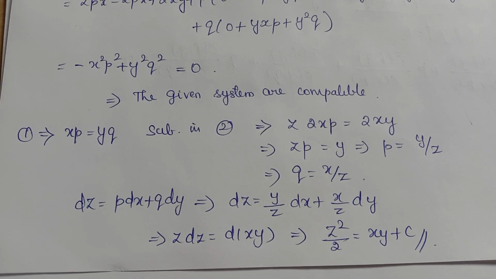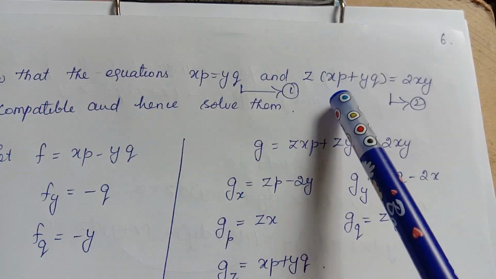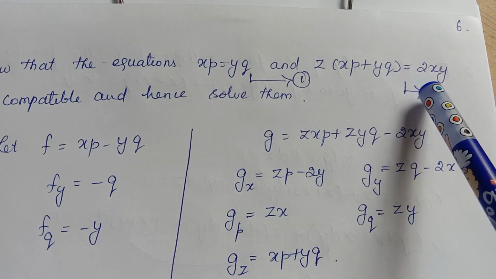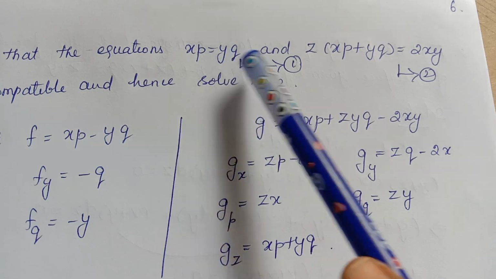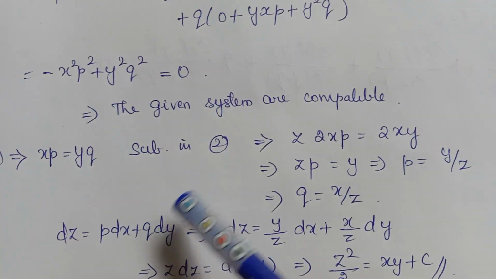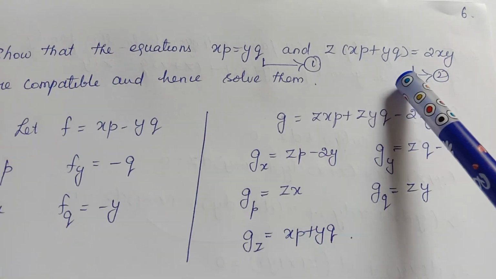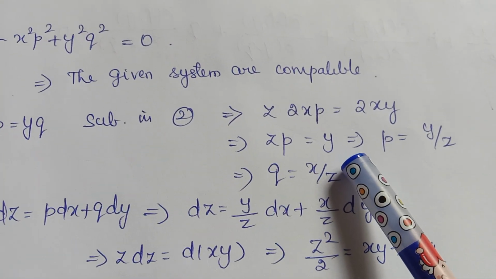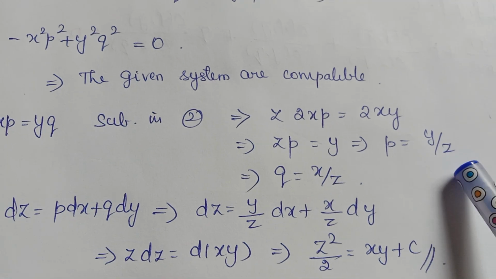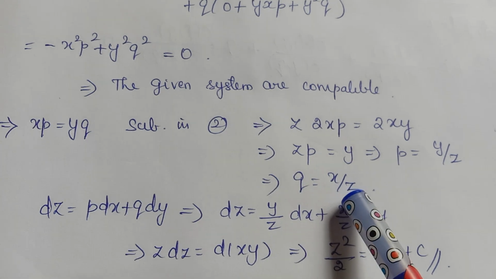Now we have to find the solution. Two equations are given here: xp equal to yq, and z into xp plus yq equal to 2xy. In the first equation, they have given xp equal to yq. Substitute this in the second equation. Z into 2xp equal to 2xy. That means zp equal to y. Therefore, p equal to y by z. If you substitute this in the first equation, you will get q equal to x by z.